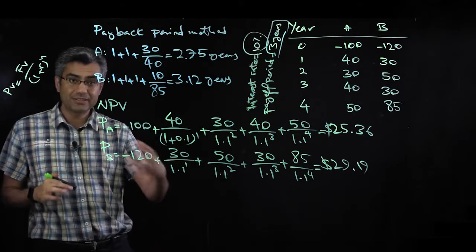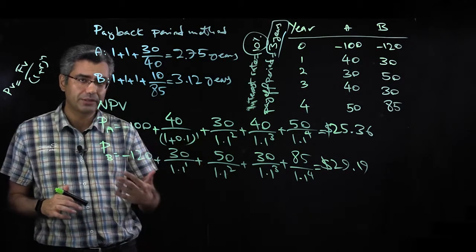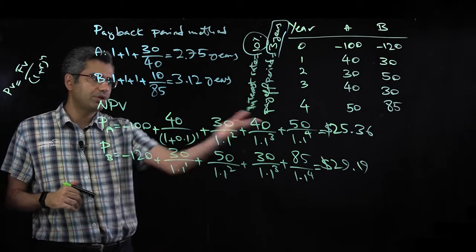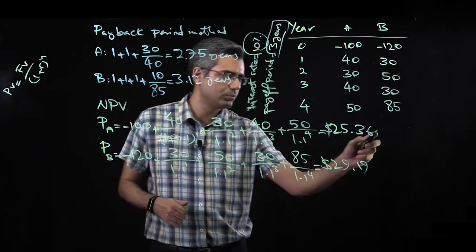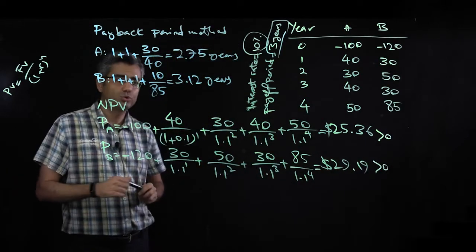This means that the return on the project is more than the required rate of return of the firm, of the company. So here both of the projects meet the criteria, right? Both of them are greater than 0. So both are good projects. But now, which one to choose?